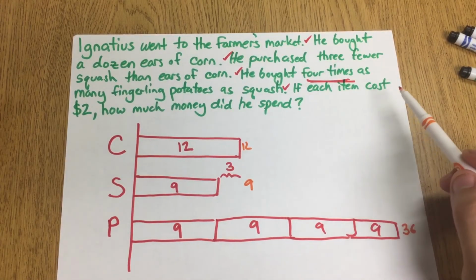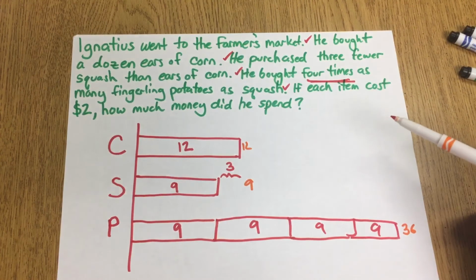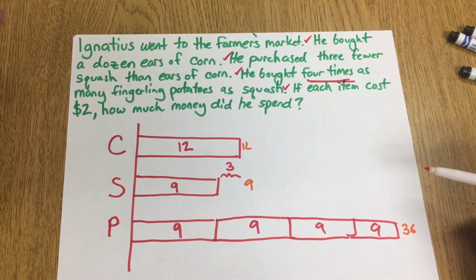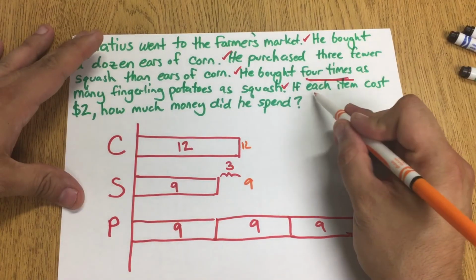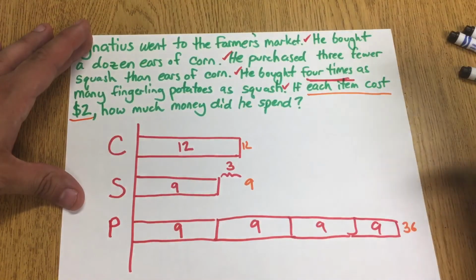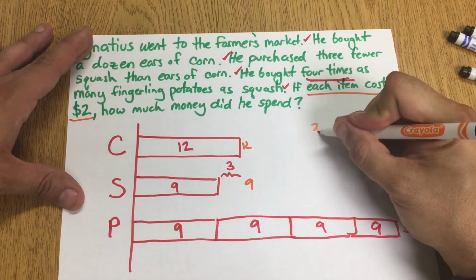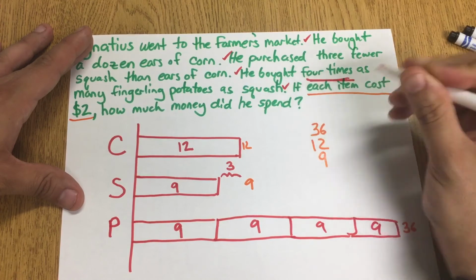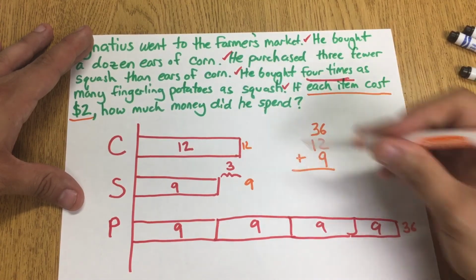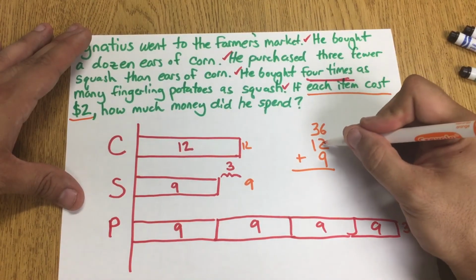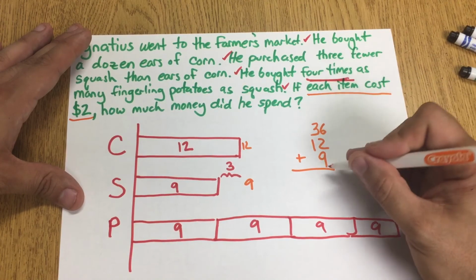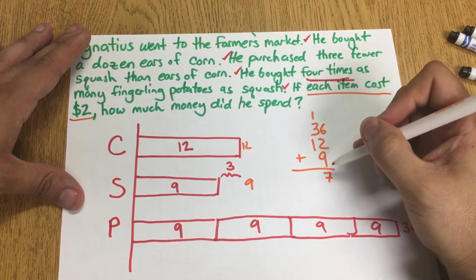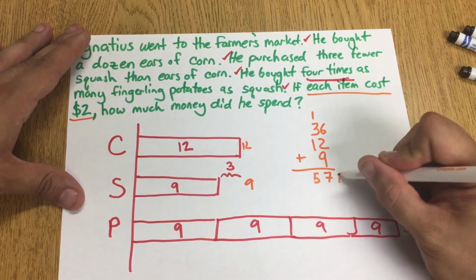Let's read the question. If each item cost $2, how much money did he spend? Wow, so we're totally changing things up here. First thing that I need to do is figure out how many items he bought, because we're saying if each item cost $2, okay, well, how many items were there then? So I've got 36 plus 12 plus 9. I always like to add up numbers starting with the largest, working to the smallest. 6 plus 2, let's see, that's going to be 8, plus 9 is 17. 3 plus 1 is 4, plus 1 is 5. So he bought 57 items.